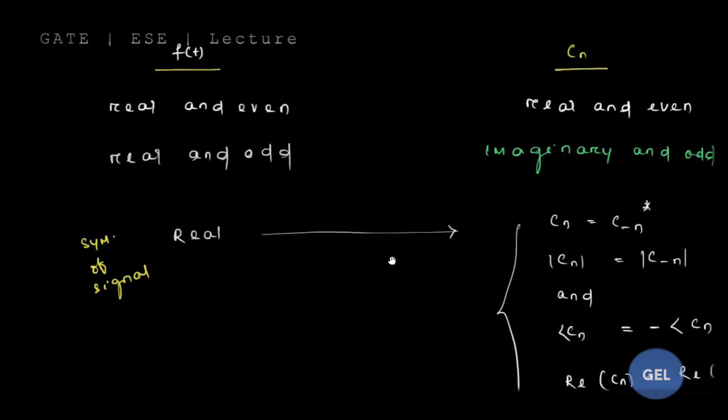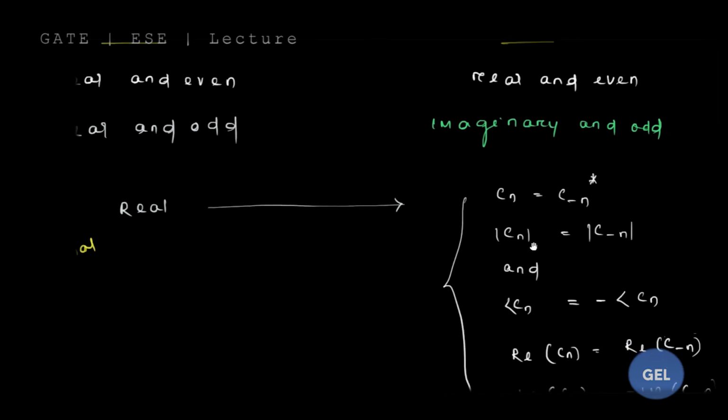But before getting to the question, I want to tell you one more thing. Look here, the magnitude of Cn is equal to the magnitude of C of minus n, and the angle of Cn is equal to minus the angle of C of minus n. What does this mean? That means it is representing a symmetric value, and it is somehow representing an antisymmetric value.